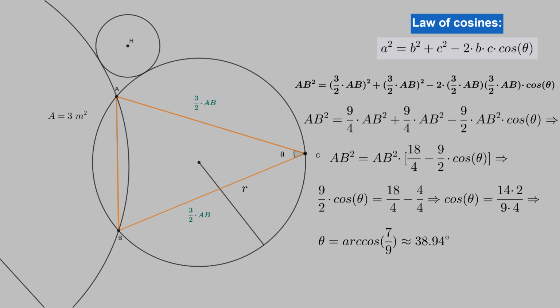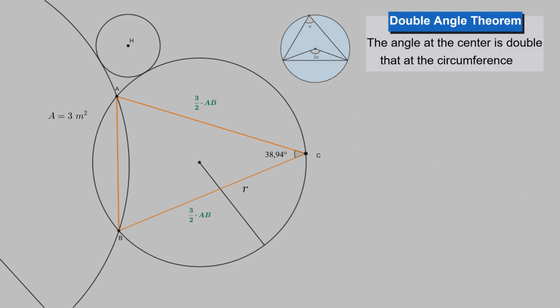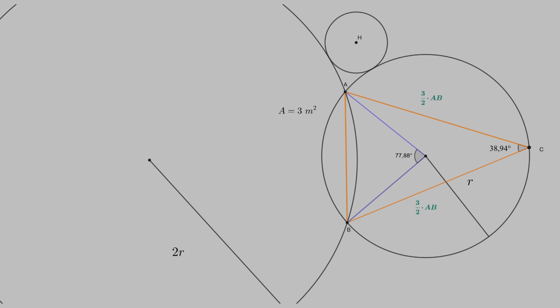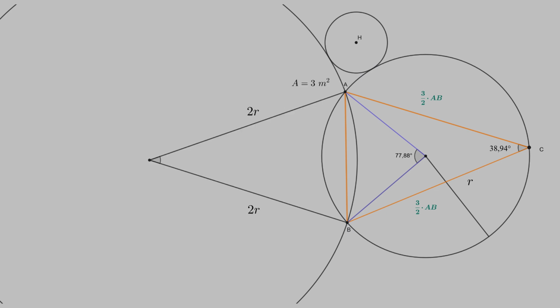All right, so what can we do with this angle here? We'll use the double angle theorem, which says that the angle at the center of a circle is double that at the circumference. Hence, this angle here is 77.88 degrees. Now, let's turn our attention to the bigger circle, specifically this angle here that leads to the common chord AB.